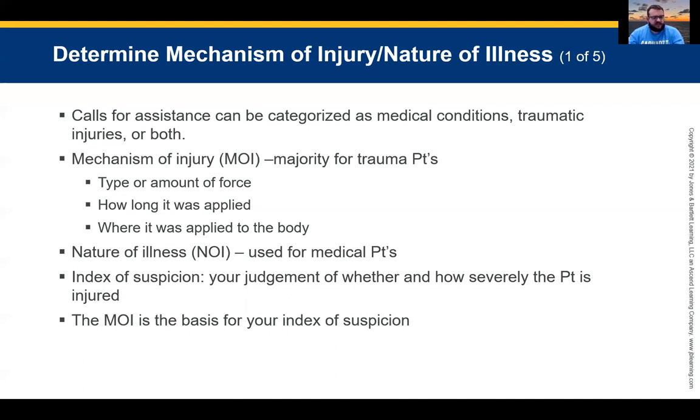The index of suspicion is your own judgment. Nobody can tell you that you're wrong, because that's your personal judgment of how severely the patient is injured or not. If you say this is a traumatic scene, then you're going to treat them in a traumatic process. There are different types of processes.